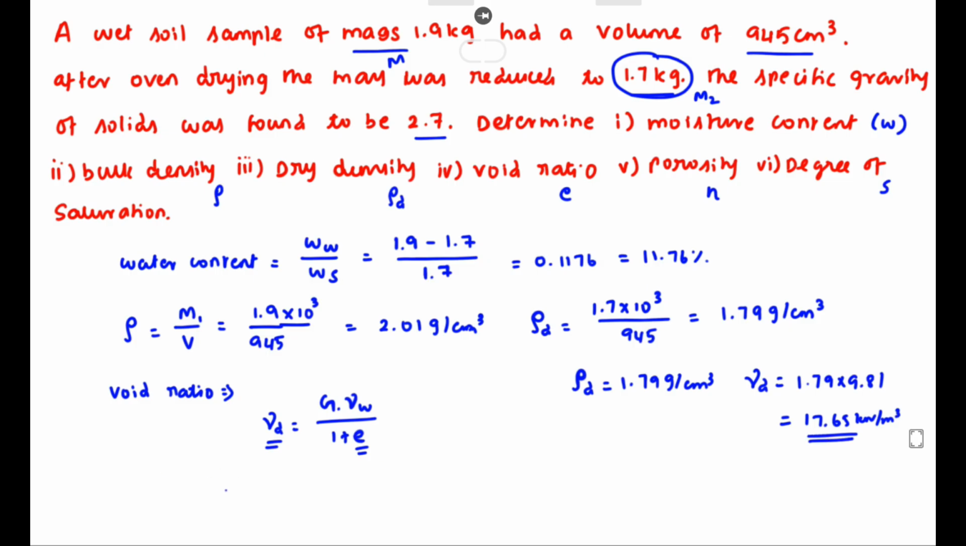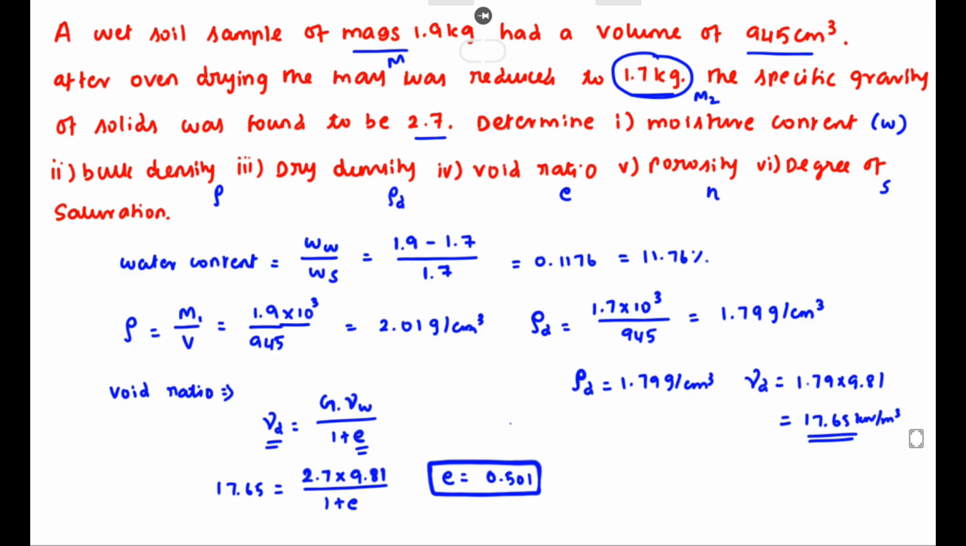Okay, so now we can substitute: 17.65 equal to G, which is given, that is 2.7, into gamma w, whose value is constant, 9.81, divided by 1 plus e. So here the only unknown is e. Solving this we got the value of e equal to 0.501.